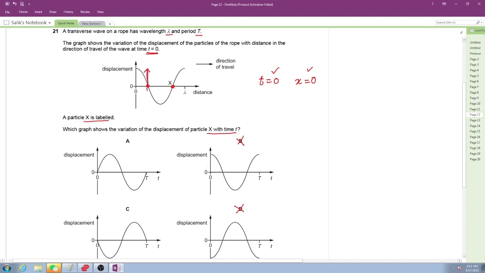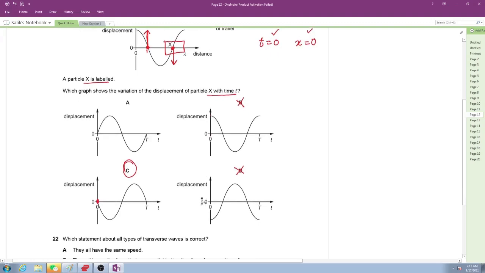When the wave is going up, the motion of the particle is down. Our main attention is for this point, that is x. At this x, the wave is going down, so the displacement should be 0 and the motion downward. So our answer is C. 0 and motion is down for that one. So the correct answer is C.